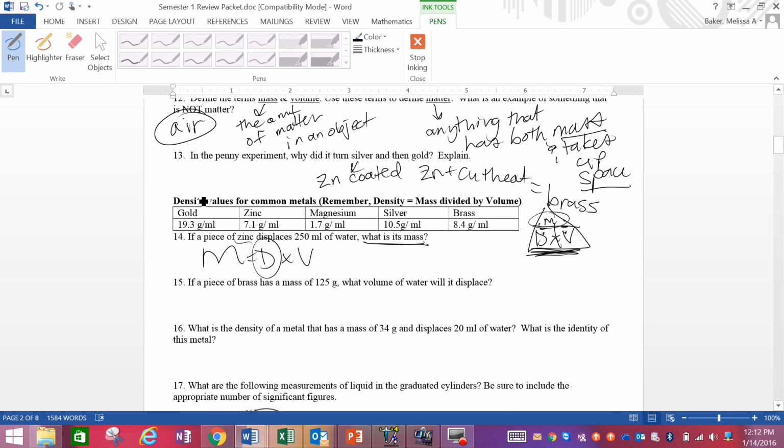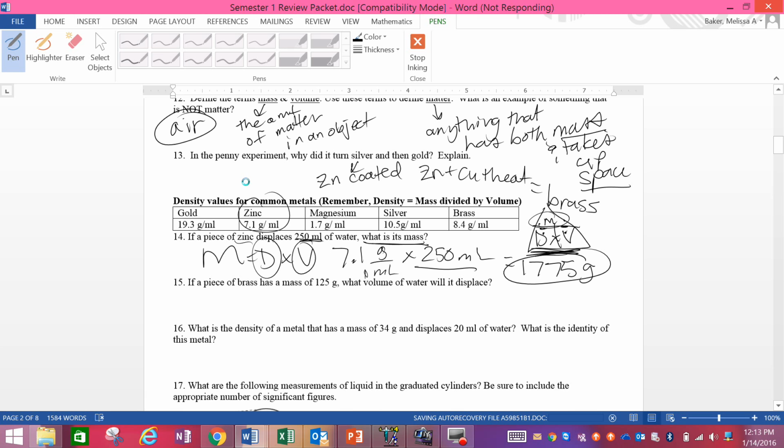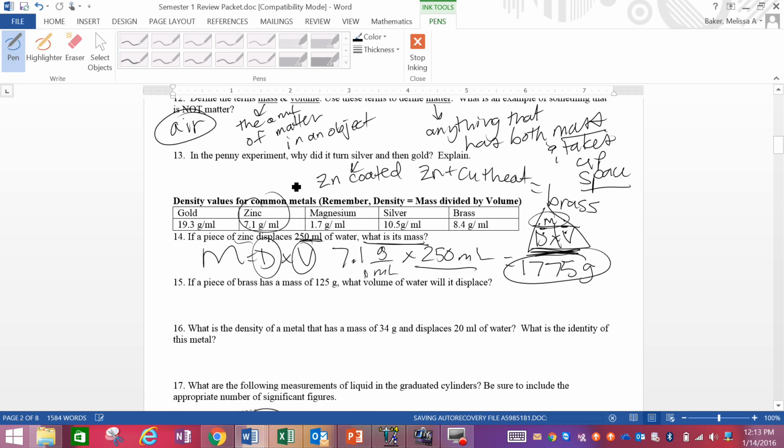It's talking about a piece of zinc. Do we know the density of zinc? Sure we do. Look at this table. 7.1 grams per milliliter times the volume it takes up, 250 milliliters. What is its mass? Multiply and it comes out to be 1,775 grams. Now just think about that for a second. This is saying you've got 250 milliliters worth of zinc. 1 milliliter weighs 7.1 grams. So how much do 250 milliliters weigh? That's why you're multiplying here. Milliliters cancel out and you're left with grams.